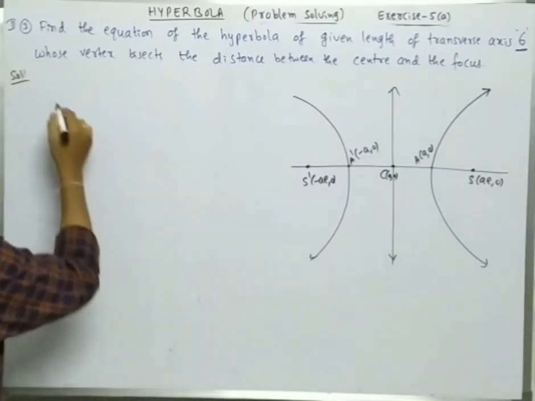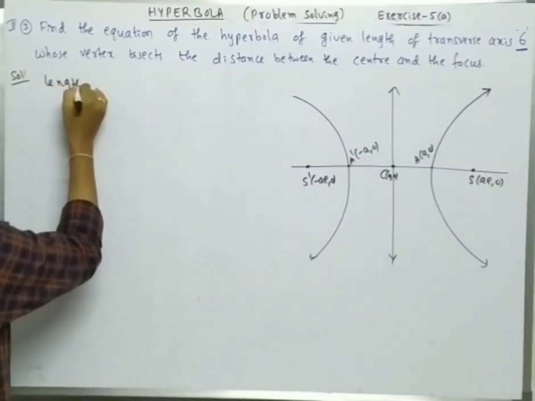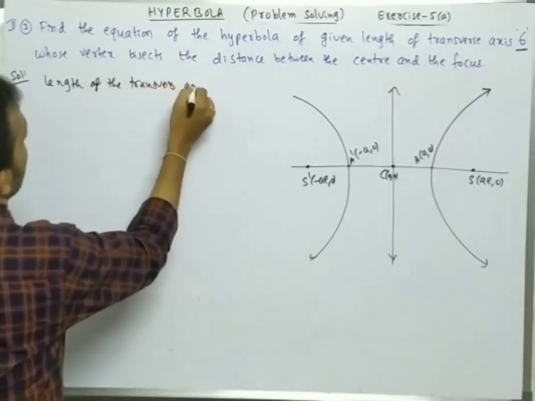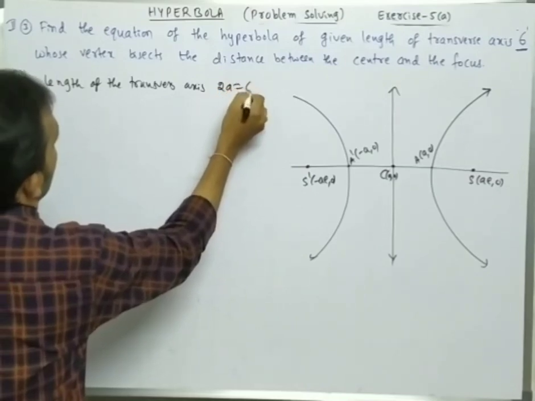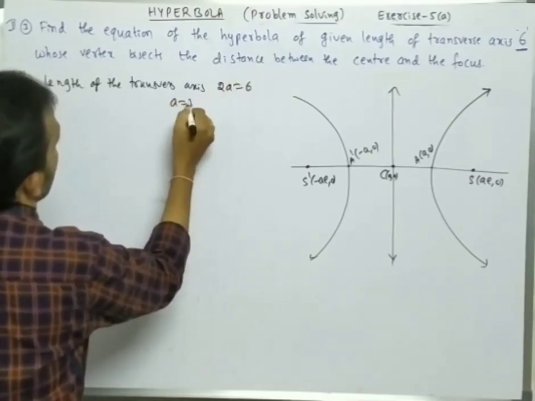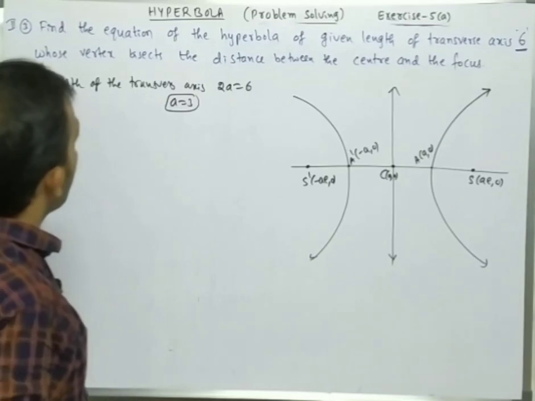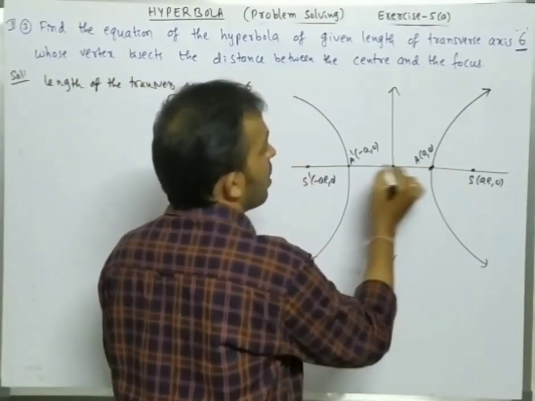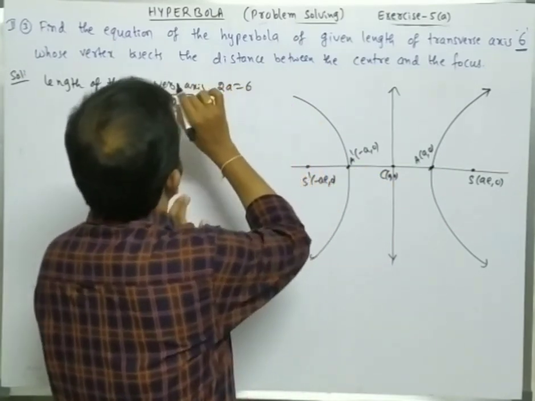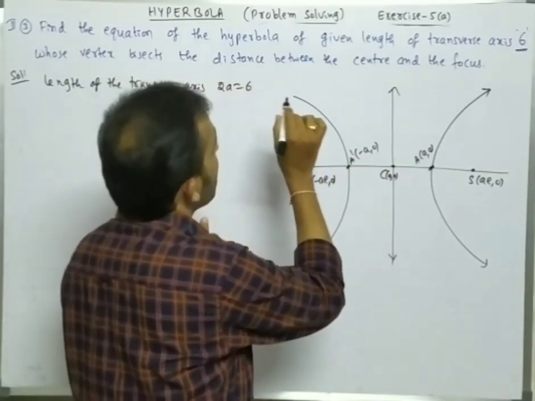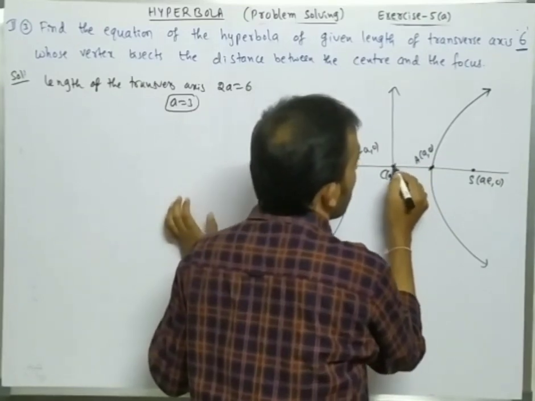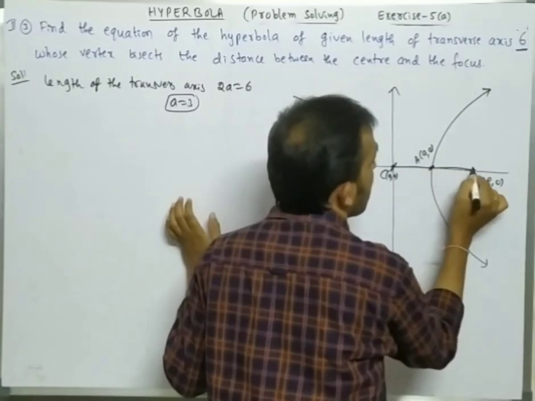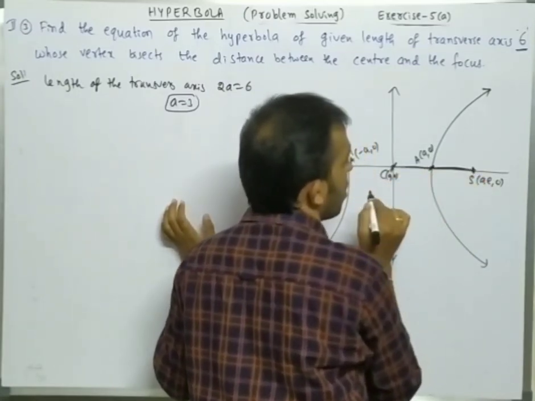Next problem, find the equation of the hyperbola where the given length of the transverse axis is 6. What is the length of the transverse axis? Length of the transverse axis is 2a, right? That is given, so a is equal to 3. Next, what is given? Whose vertex? This is the vertex, these are the vertices. Whose vertex bisects the distance between the center and the focus?